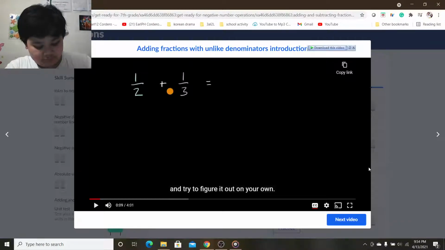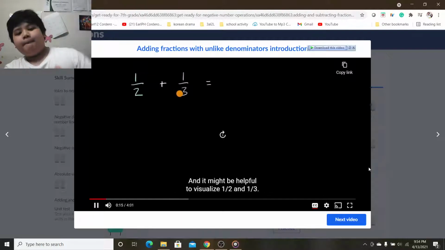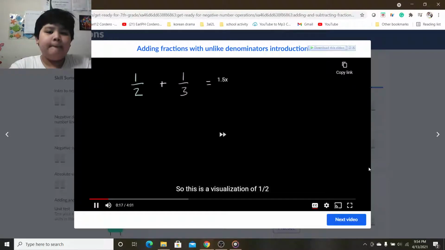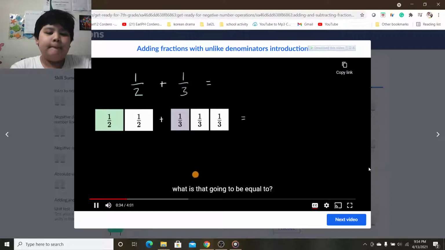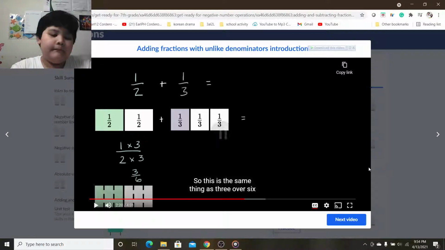5/6. Half and 1/3. So this implies that's going to be equal to the numerator. So this is the same thing as 3/6. Wait, what happened?